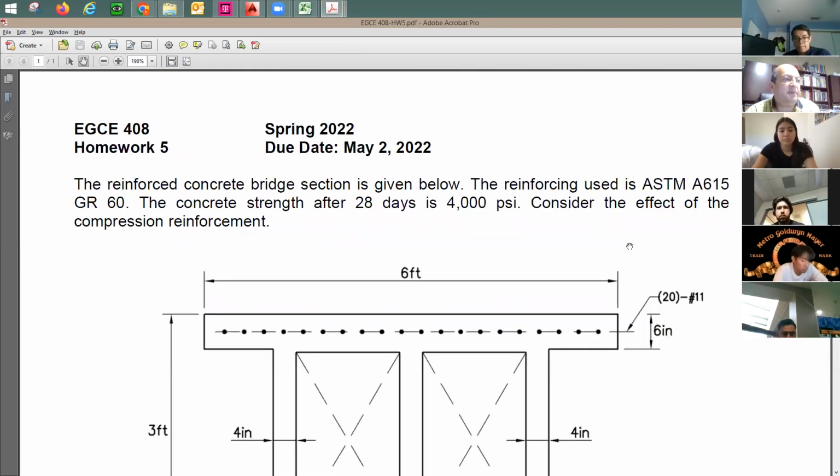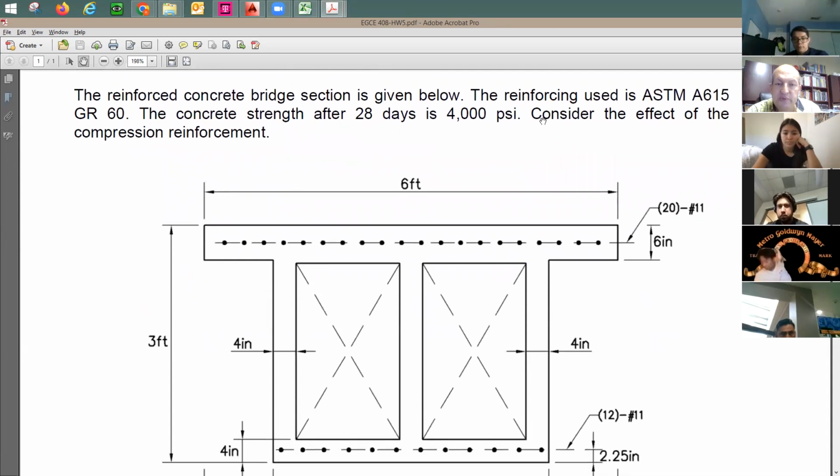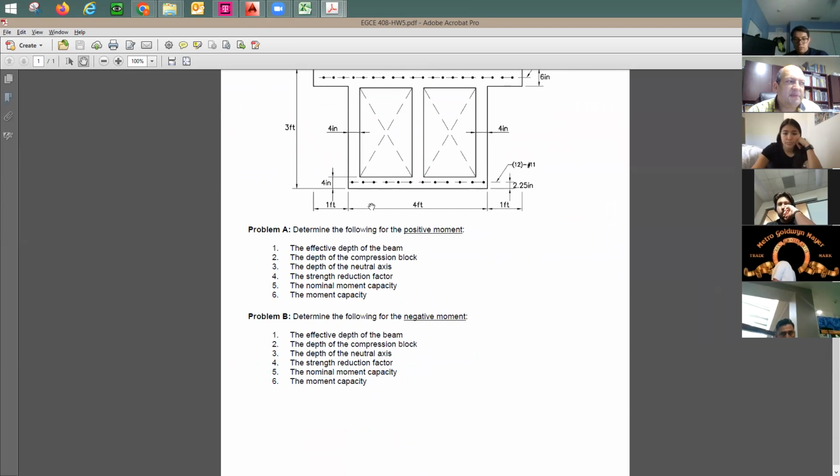It gives you here a concrete bridge, reinforcement A615, grade 60, concrete strength 4,000. Consider the effect of the compression reinforcement. So when you do the analysis, be sure that you consider the effect of this compression reinforcement. You have here 2 problems.